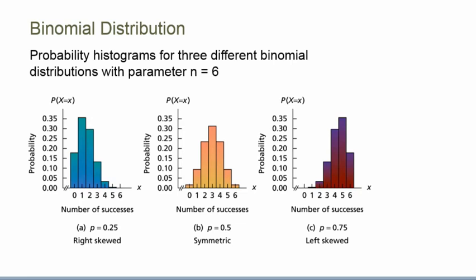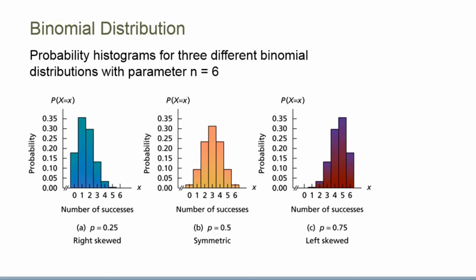Binomial distribution. Here we have 3 different histograms for 3 different binomial distributions with a parameter n equals 6. My first distribution has a probability of 0.25, and it is right skewed. The second distribution has a probability of 0.5, it's symmetric, and our last distribution has a probability of 0.75, and it is left skewed.